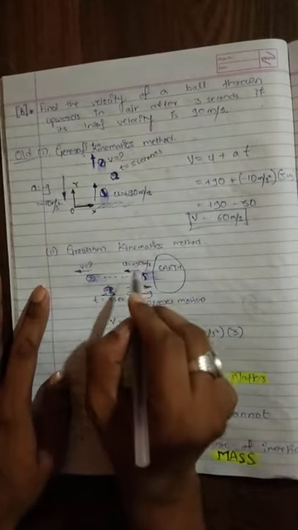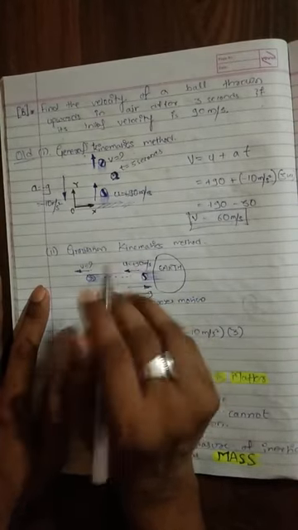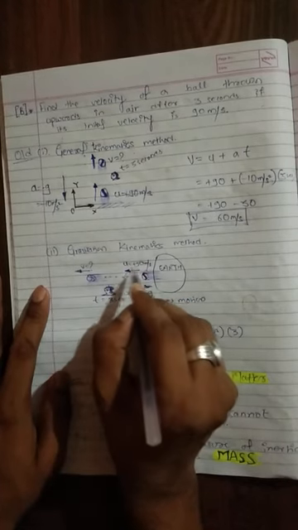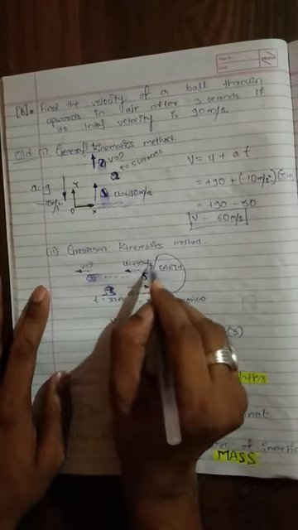That is the process of understanding this. Okay, whatever. It is just the way of understanding this problem. So u is equal to plus 90 meters per second.